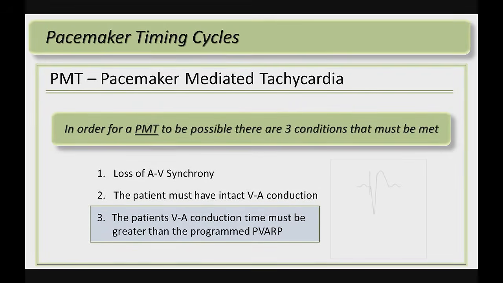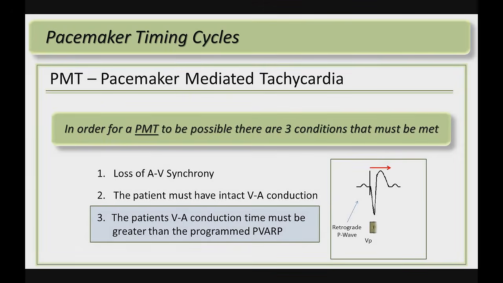Let's look at a little example here. First, we see a retrogradely conducted P wave. That P wave is sensed, and so we start an AV delay that times out, and then we V pace. With that V pace, a retrograde conduction wavefront starts, causing the next retrograde P wave.